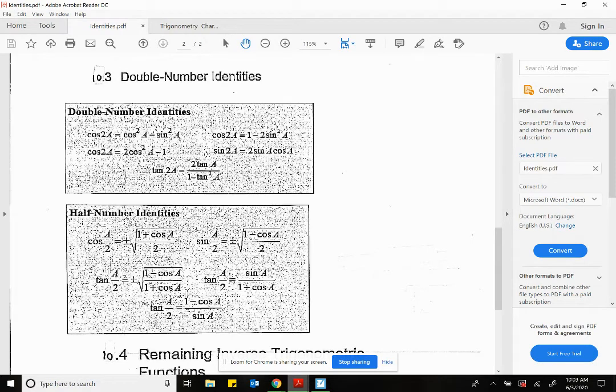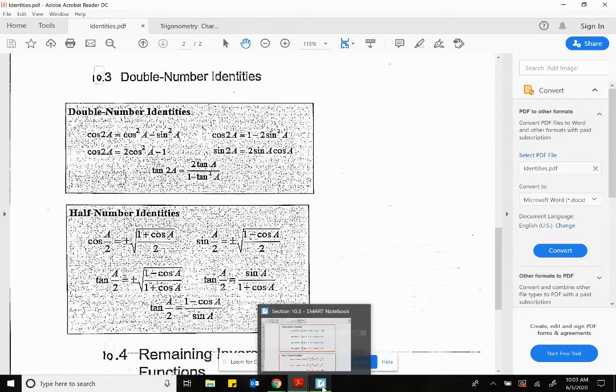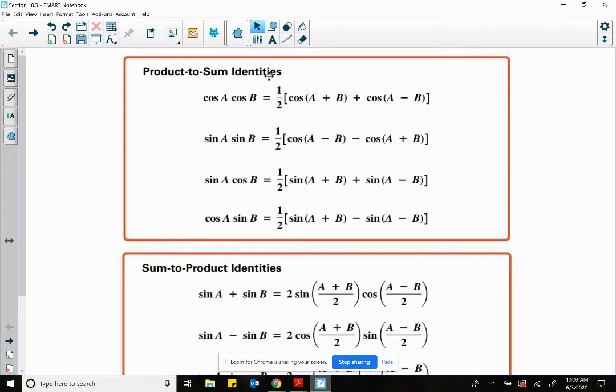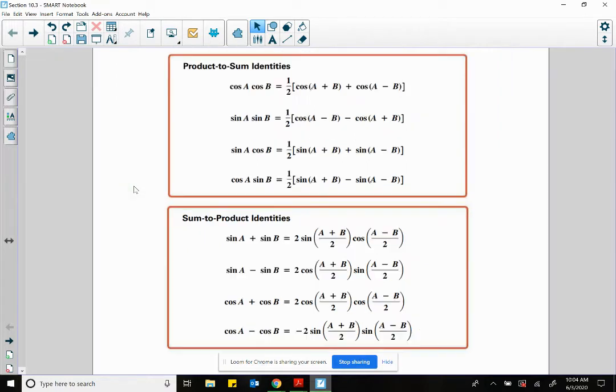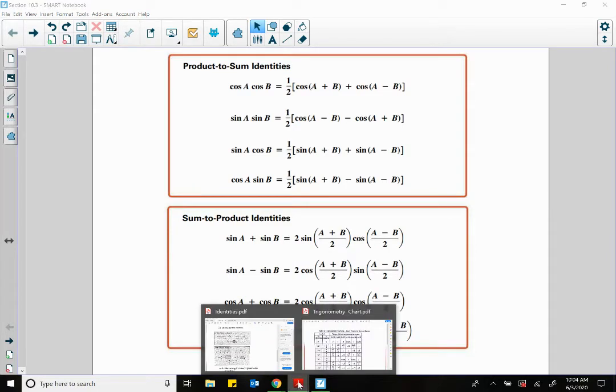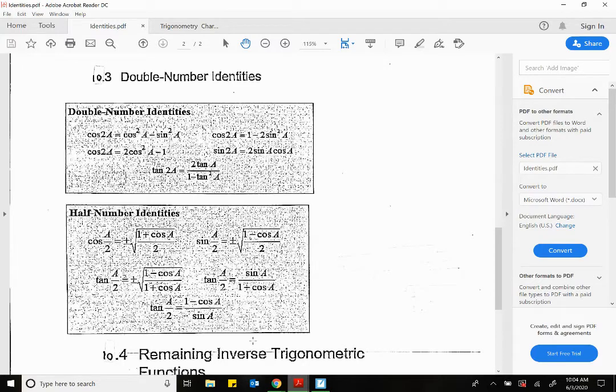Now, in section 10.3, they do give us some other ones called the product to sum identities and sum to product identities. These are okay. We're not really going to use these all that much. Actually, probably never. But I did put them in the notes for you if you wanted them. We're not really going to touch these, just so you know. We really want to make sure that we understand the double angle identities and the half angle identities.